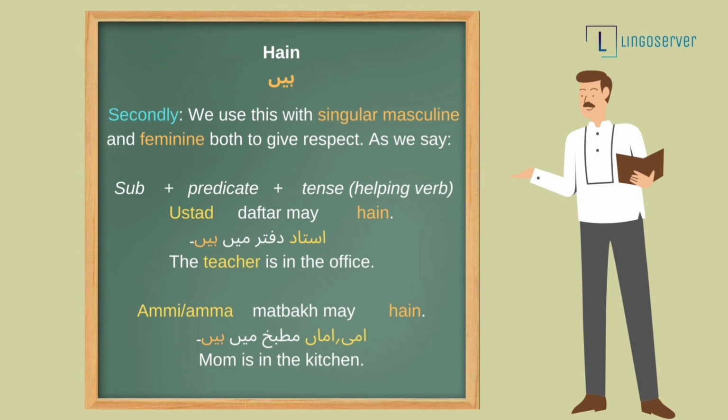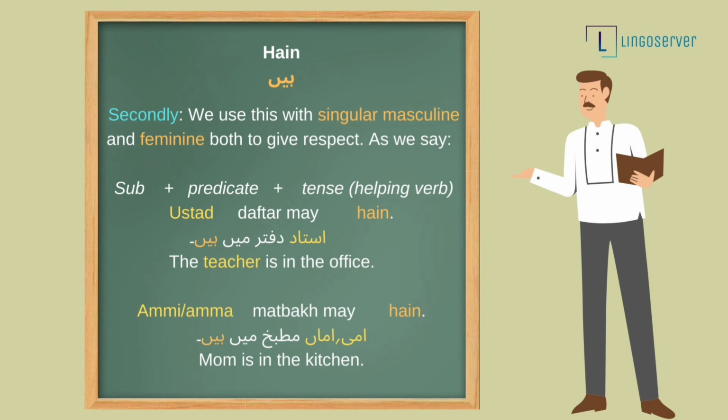Secondly, we use this helping verb हैं with singular masculine and feminine both to give respect. As we say, उस्ताद दफ्तर में हैं. The teacher is in the office. उस्ताद, the teacher, दफ्तर में, in the office, हैं, is. अम्मी मतबख में हैं. Mom is in the kitchen.